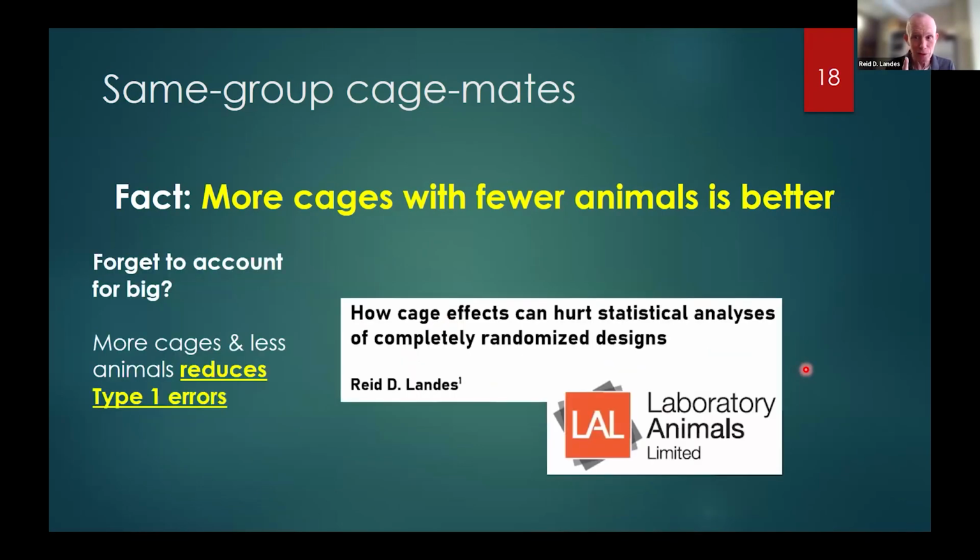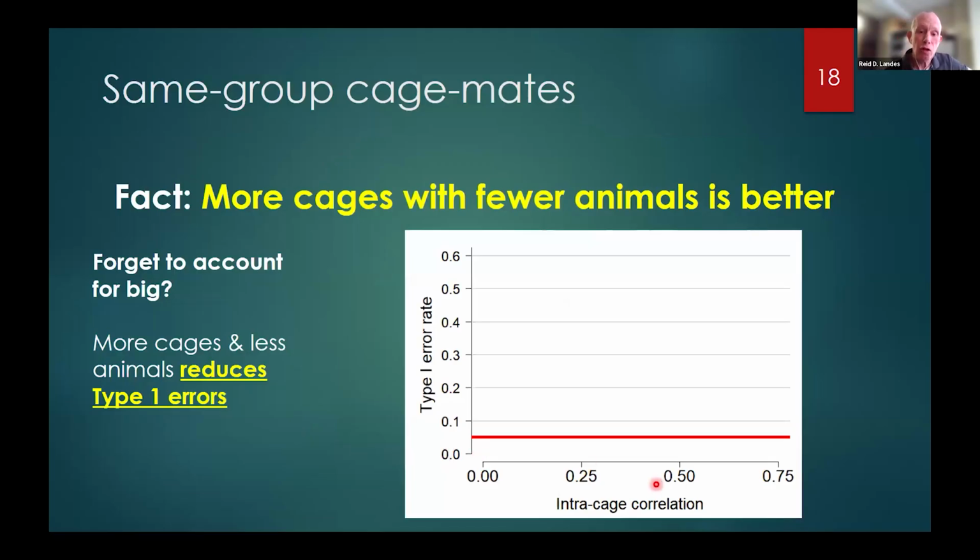But there's more. If we put more cages with fewer animals in them, and say we forget to account for the cages in our statistical analyses and just use a regular old ANOVA, well, when we have more cages with fewer animals, it can reduce our type 1 errors. If I use the correct analysis, my type 1 error is at 0.05, my significance level, right?